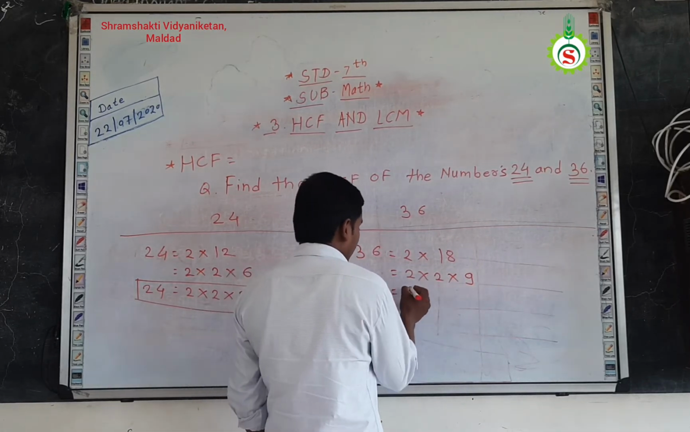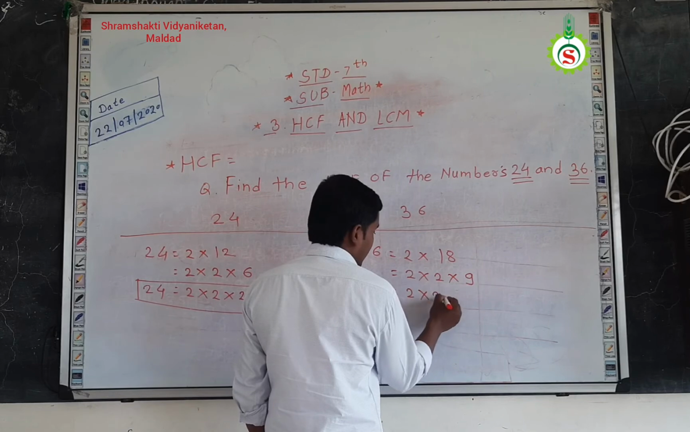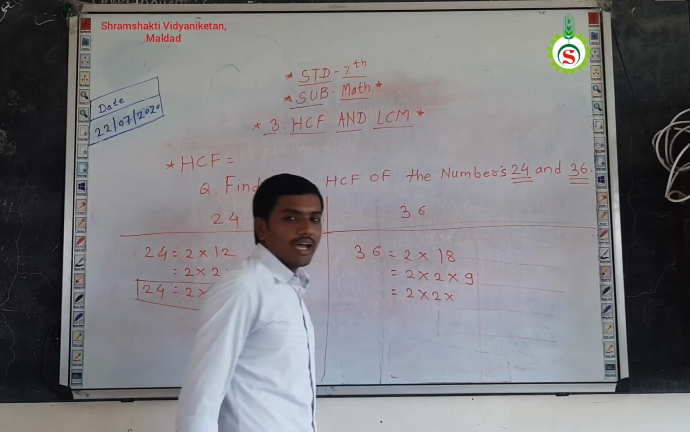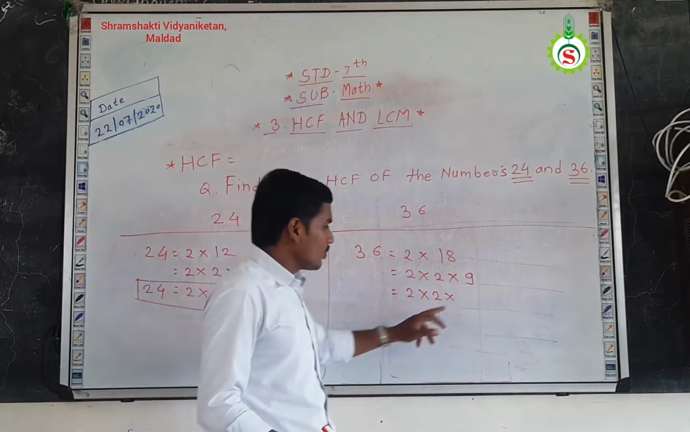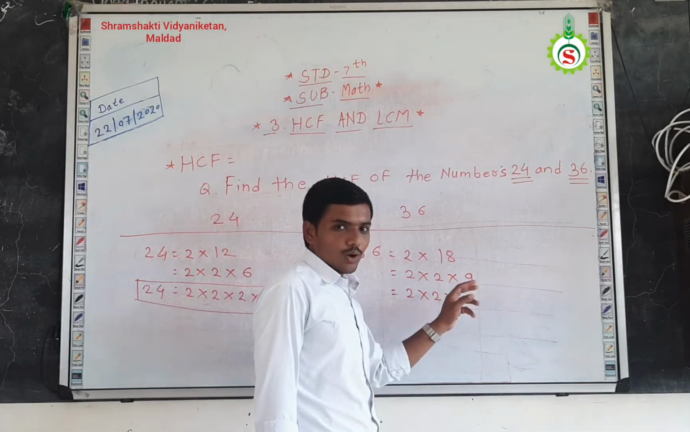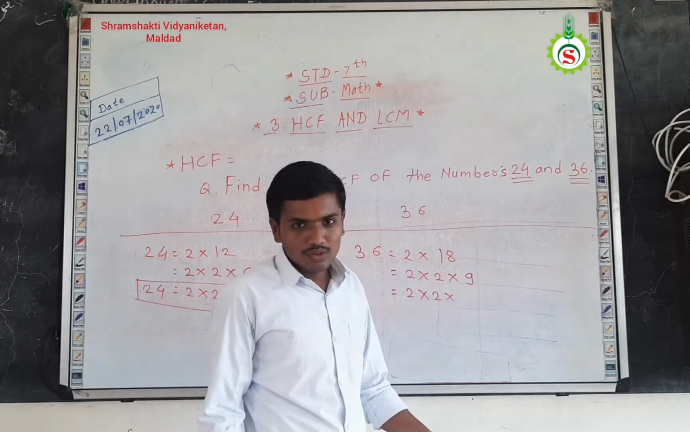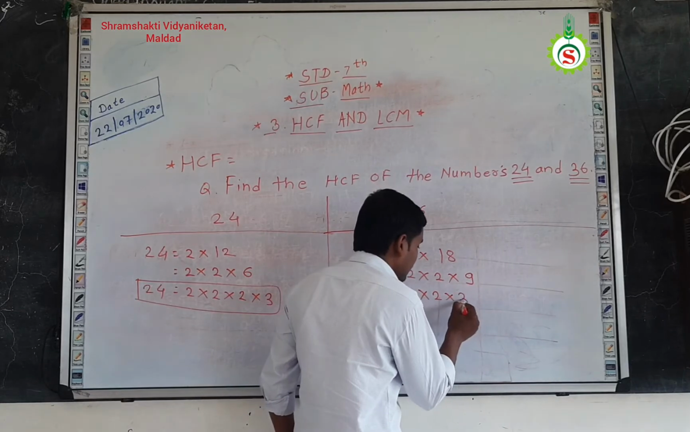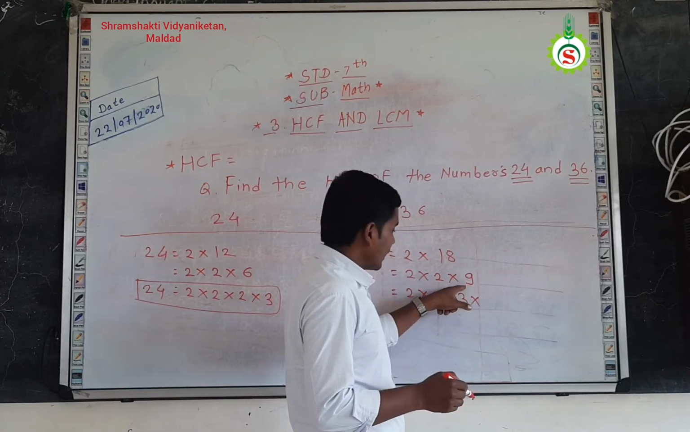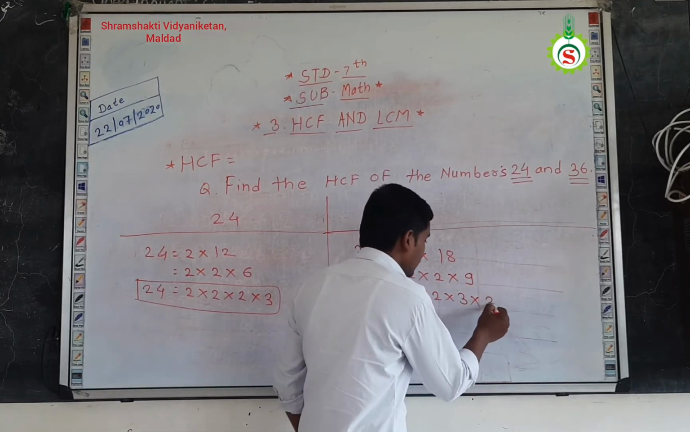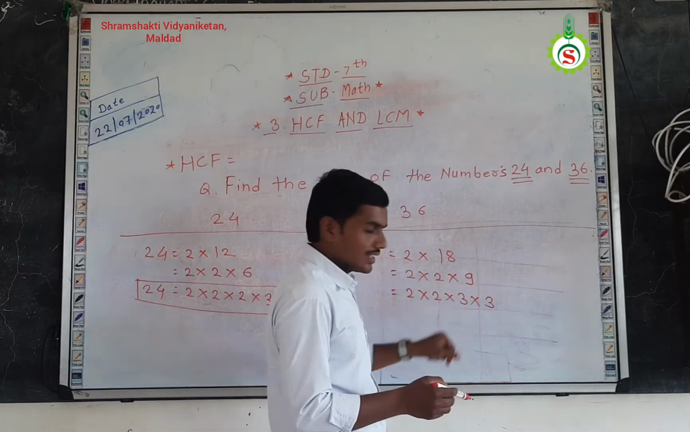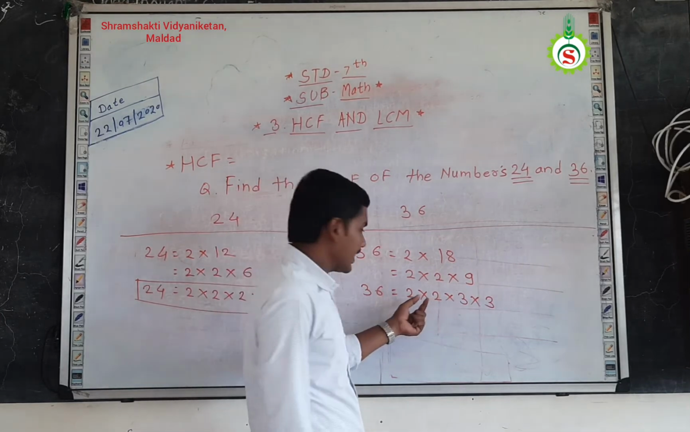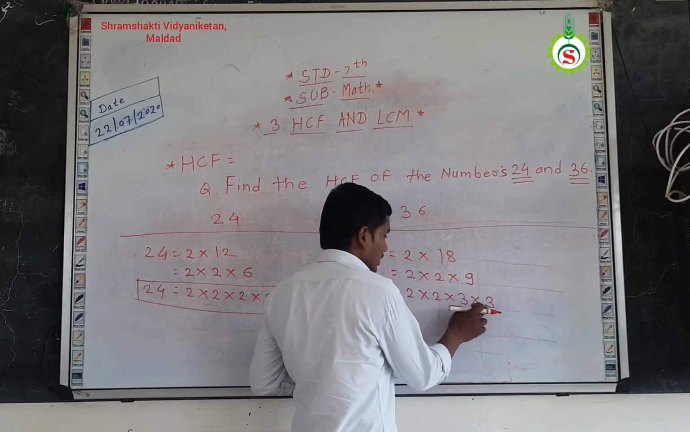So again, that 2 is not divisible by another number. That 2 is also not divisible by another number. But that 9 is divisible by another number. So which is the smaller number which can divide 9? Obviously 9 is not divisible by 2, but 9 is divisible by 3. So I will take 3 here. If I divide 9 by 3, what will be the answer? 3. 3 3's are 9. That means I have taken the factors for 36 as 2 into 2 into 3 into 3.